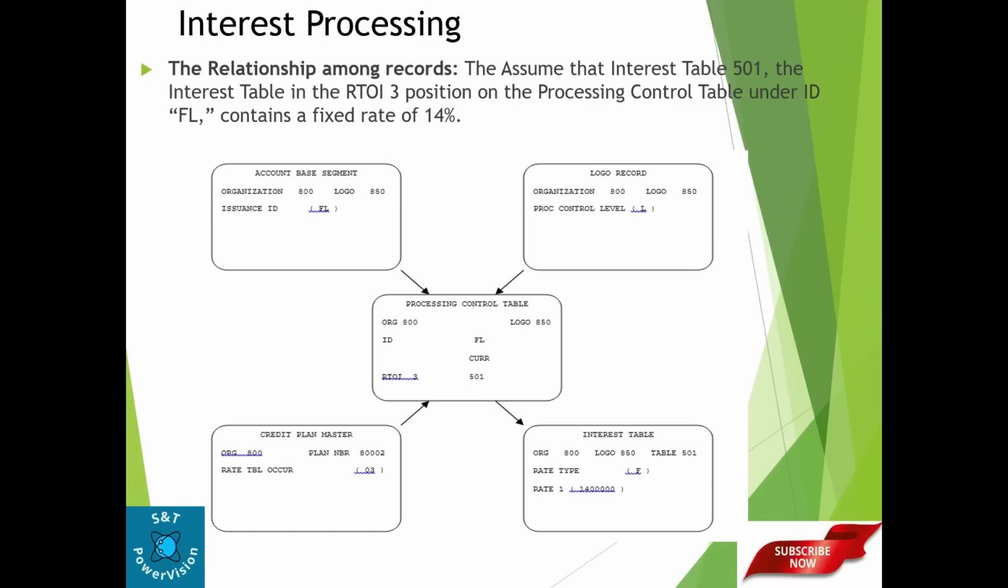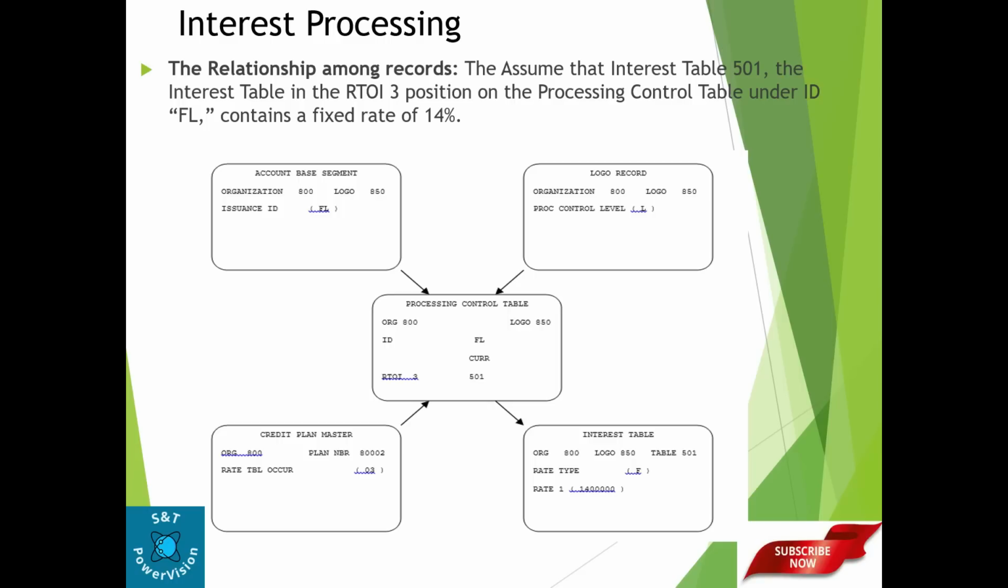This is the relationship between the different kinds of control records here. Suppose the account based segment has the PCT-ID FL. Go to the processing control table for the FL here. Here we have the RTOI 1 to 12. Then go to credit plan master here. We see the rate table occur 03. So that 03 number means we have to select RTOI 3 only.